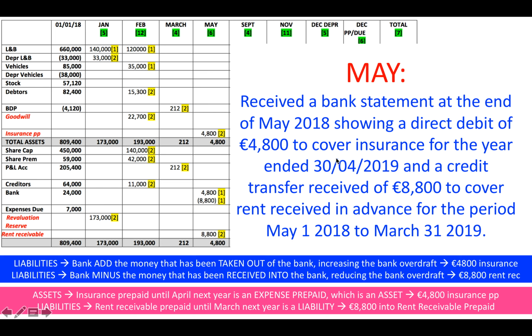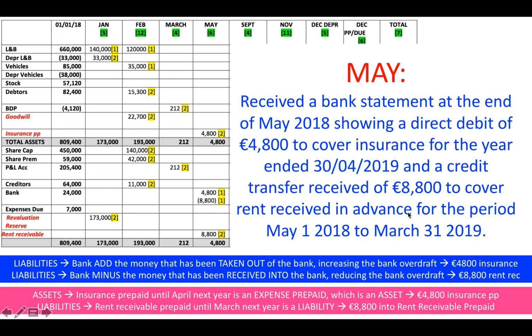So cover insurance for the year ended 30th of the 4th, 2019. So we are doing this tabular statement for 2018. So 30th of the 4th, 2019 means that we will have insurance prepaid for 4 months of next year. So therefore, I'm going to write in my assets, insurance prepaid 4,800. Okay, and then we're going to suss out, right, what about the rent received?